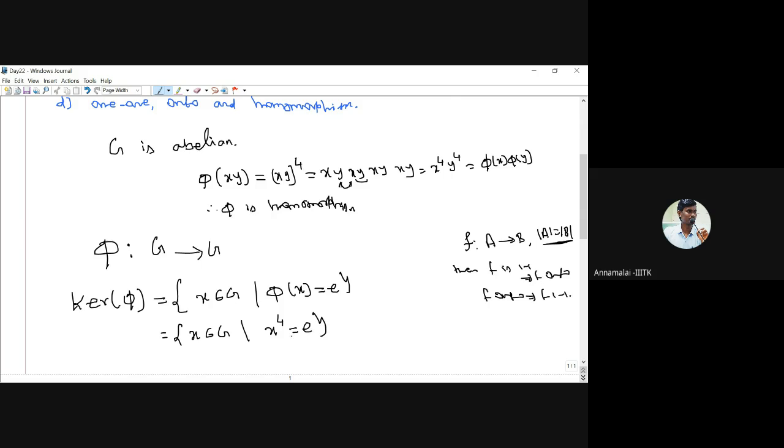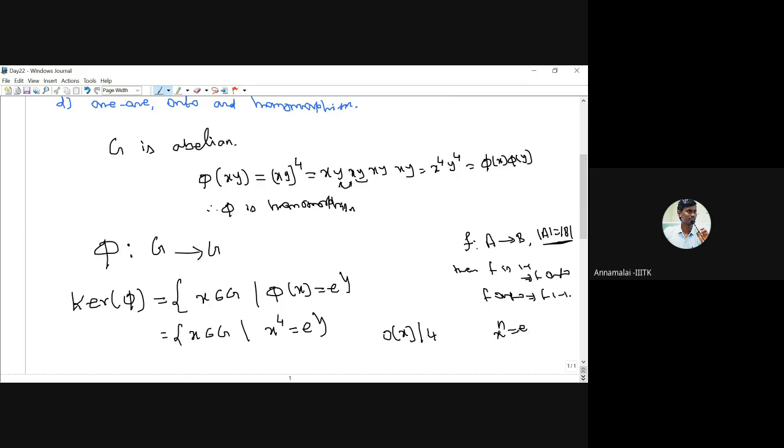So x power something equals identity. Therefore, this 4 may be the order of the element, but we don't know whether this is the smallest such number. Therefore, the order of x divides 4. So we know the meaning of the order of an element: n is the least positive integer such that x power n equals e, then n is the order of the element.